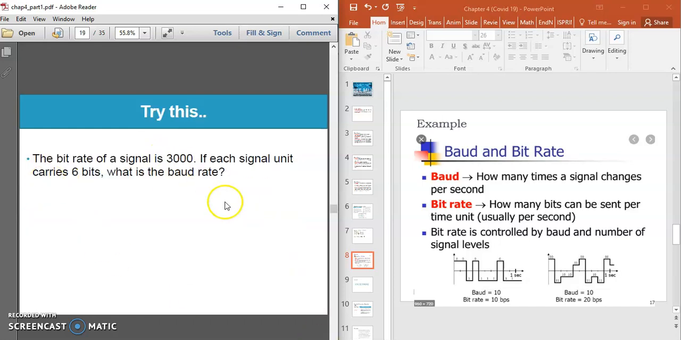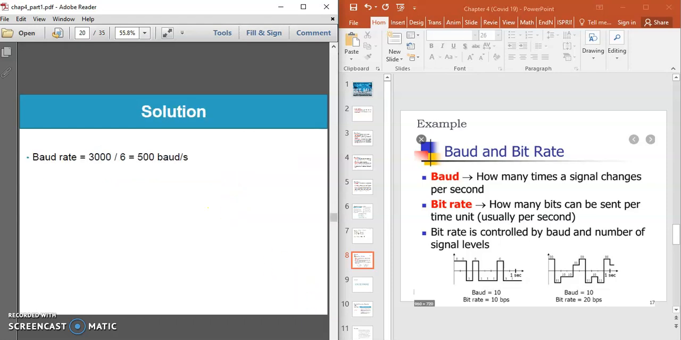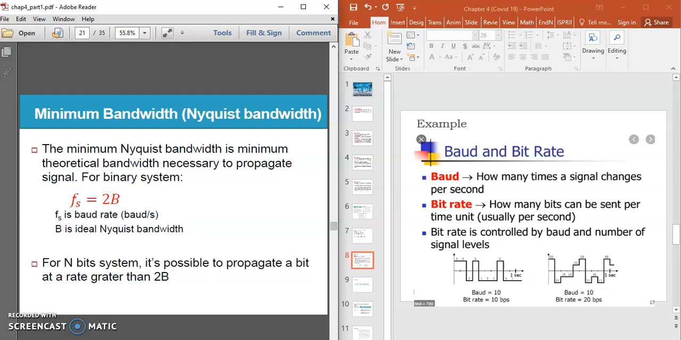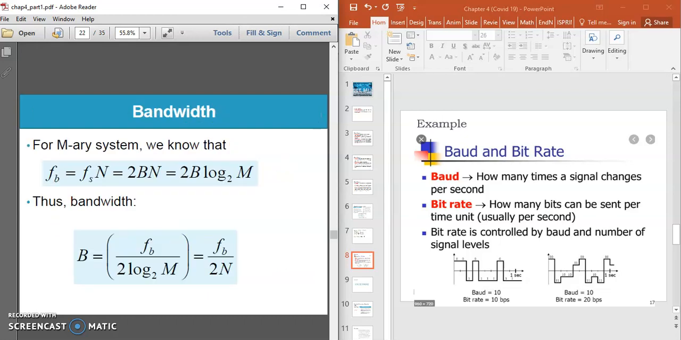Okay, you can try this example. Okay, this is the solution. Now we go to minimum bandwidth, Nyquist bandwidth. You must know Fs equals 2B. For a multilevel system, you will know that Fb equals Fs and 2B log2 M. You play with this formula and you get this formula.